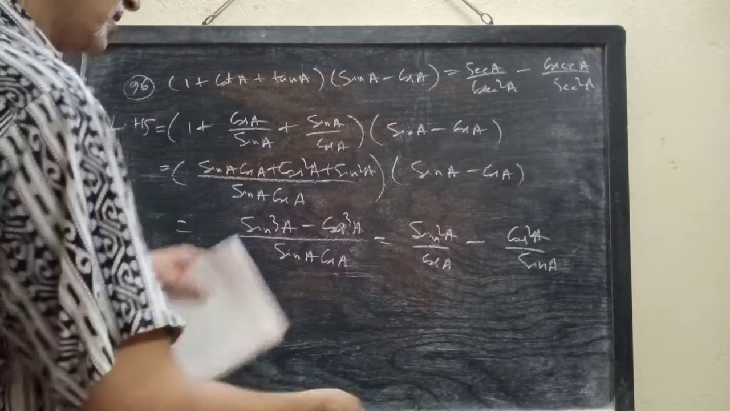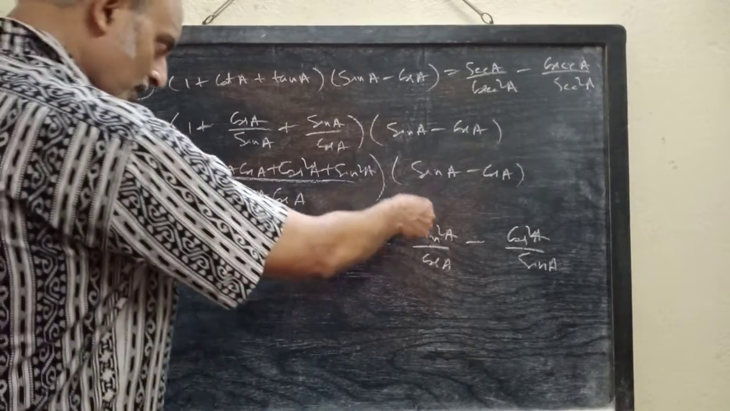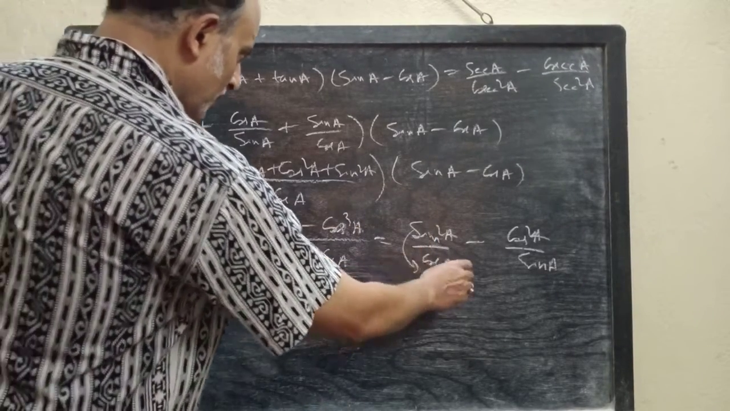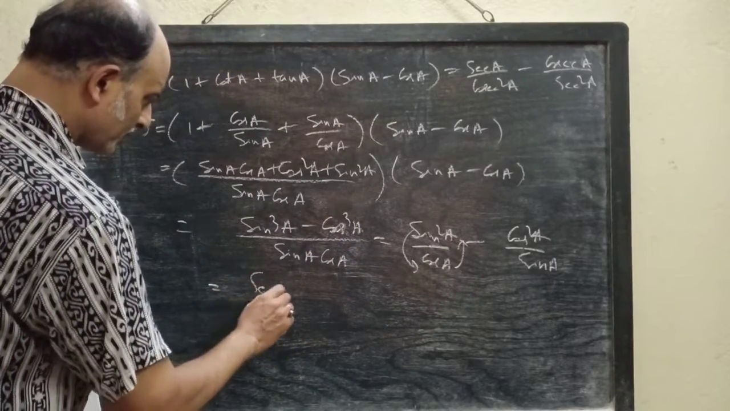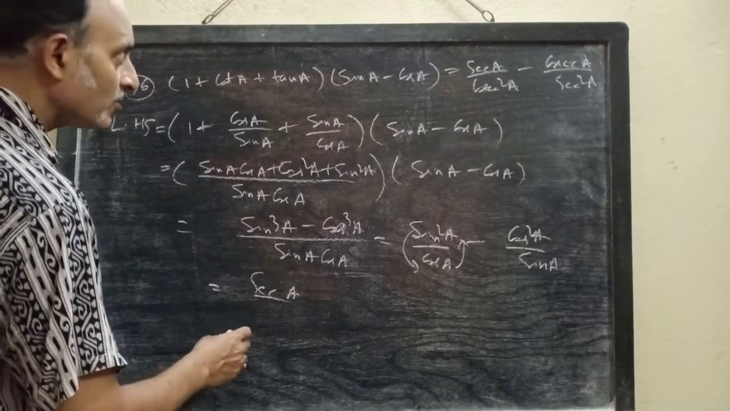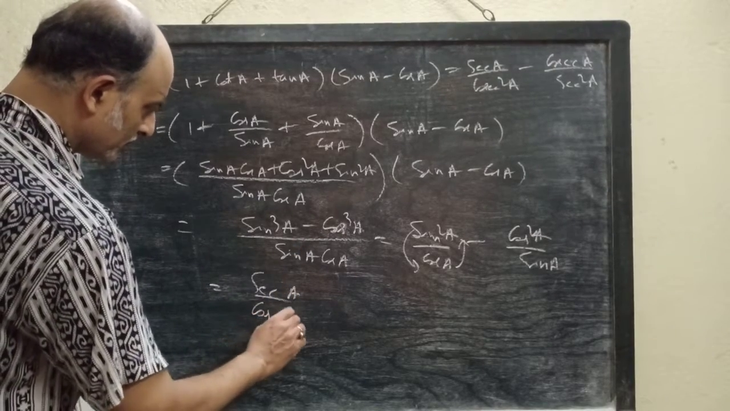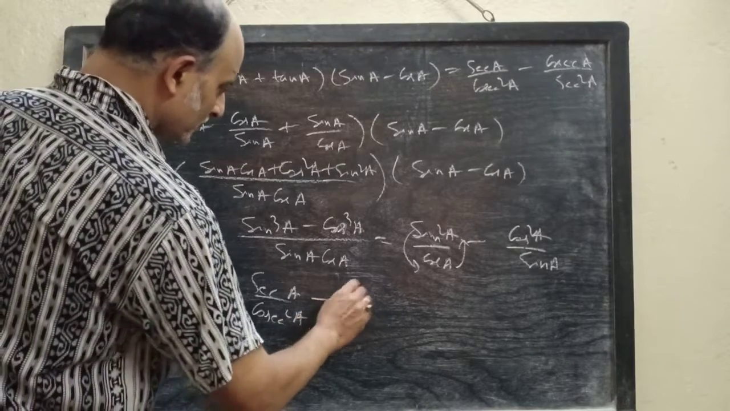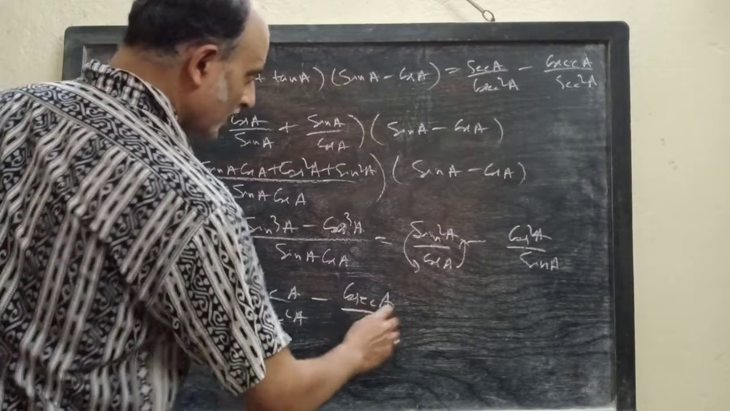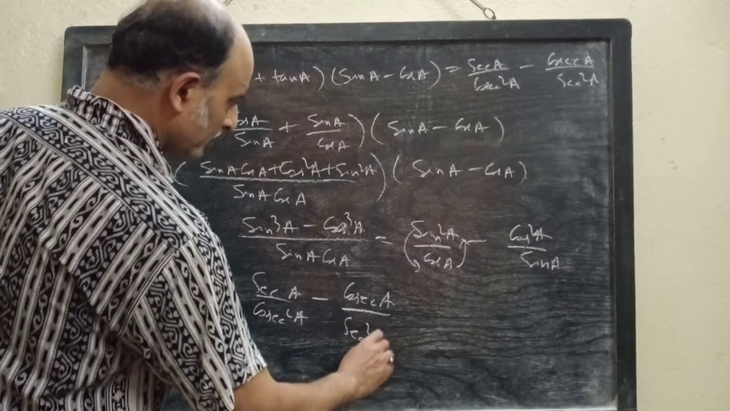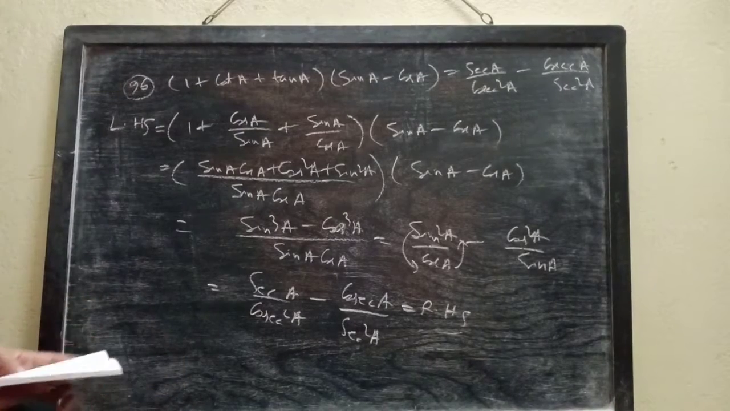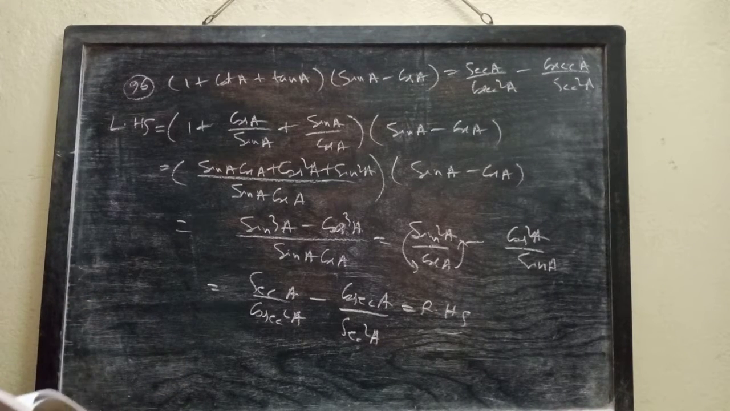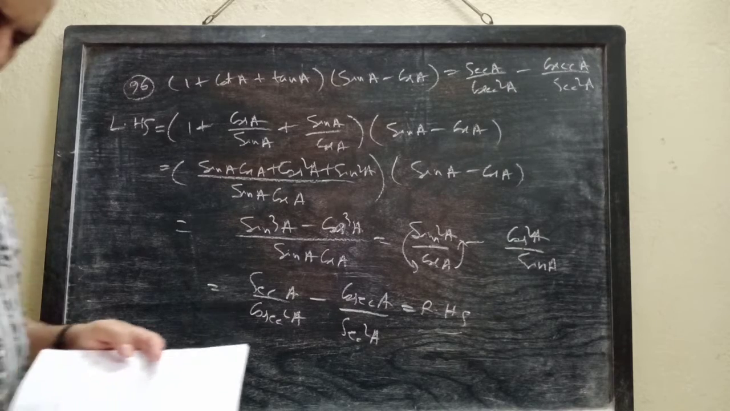Now just change their places. This to the denominator, this to the numerator. So when cos A goes to the numerator, it becomes sec A. And sin square A goes down, so it becomes cosec square A. Minus, this is cosec A by sec square A. Equals RHS. Plus 96, then go to 97.